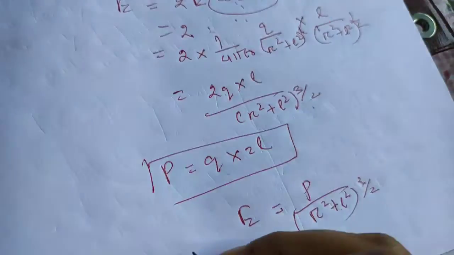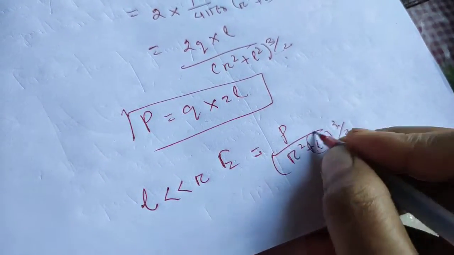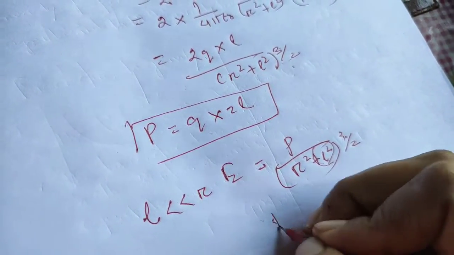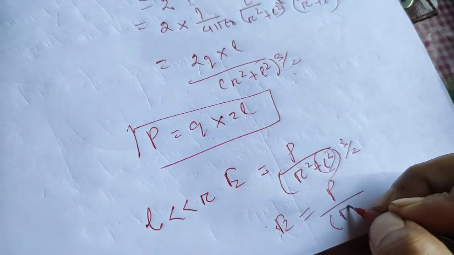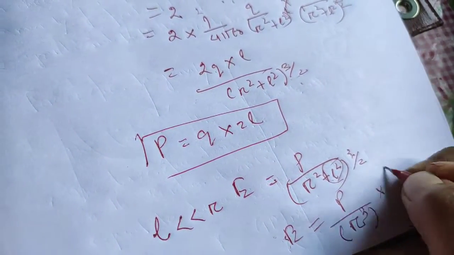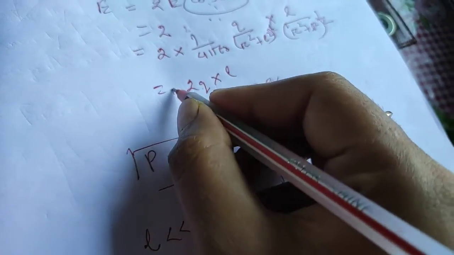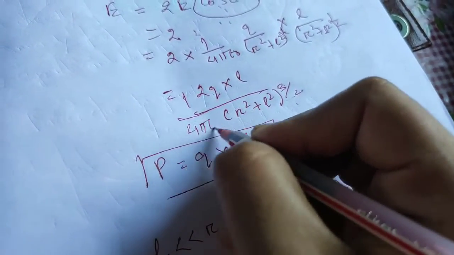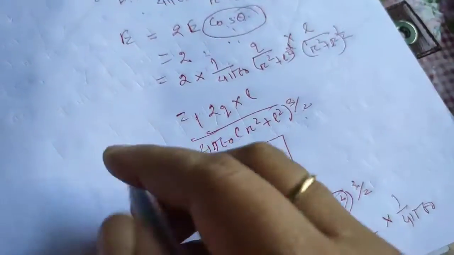Okay, and if you write L is very very less than r, you neglect this L, you will get E is equal to P by r cube, into 1 by 4 pi epsilon naught. This is the thing which you have to always put. Here also I have omitted it, but you can put it, student. You cannot neglect 1 by 4 pi epsilon naught. So the conclusion you can get in a very clear manner.